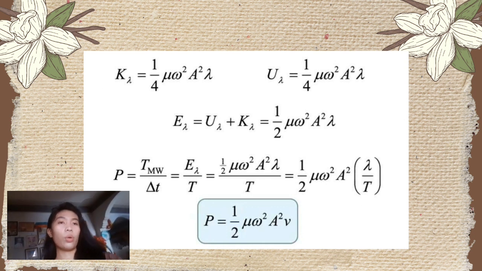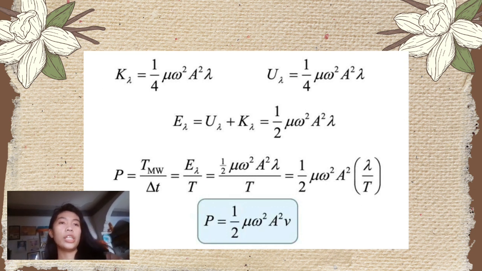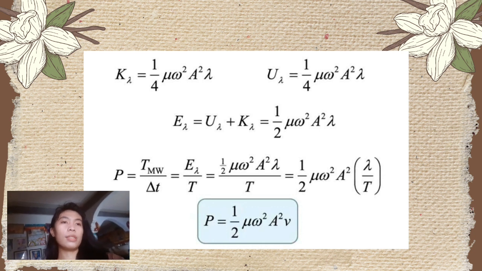That shows that the rate of energy transfer by a sinusoidal wave on a string is proportional to the square of the frequency, the square of the amplitude, and the wave speed. Omega is 2 pi f, so it is proportional to the square of the frequency, the square of the amplitude, and the wave speed.